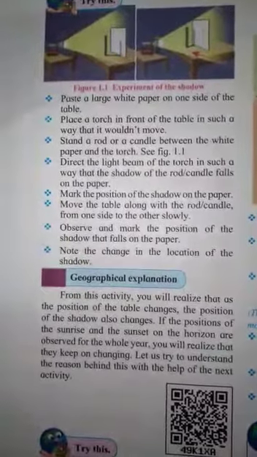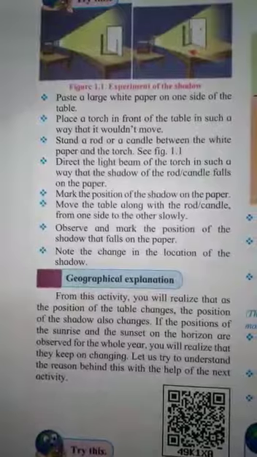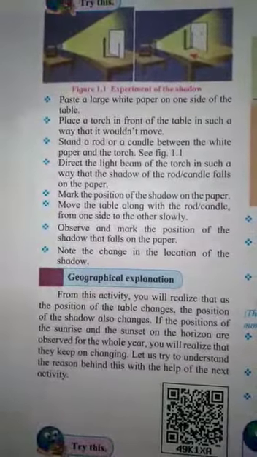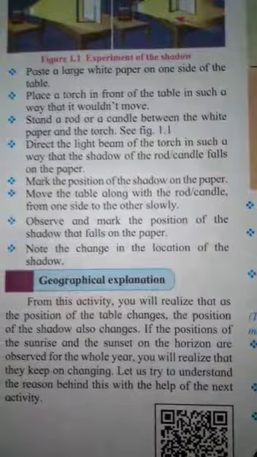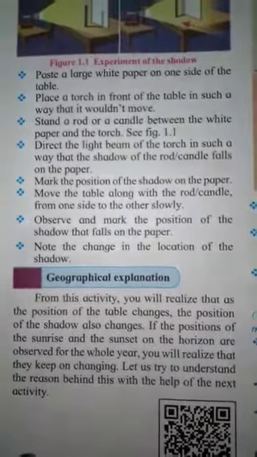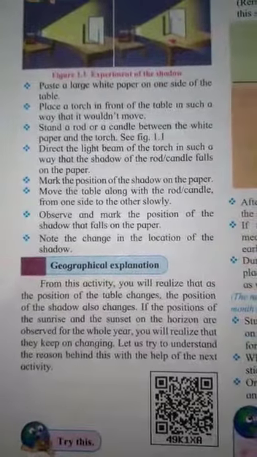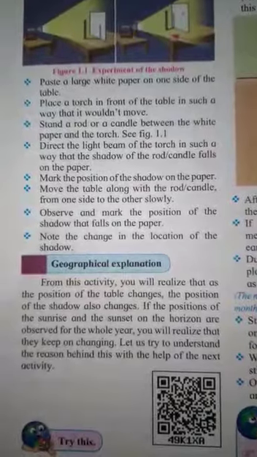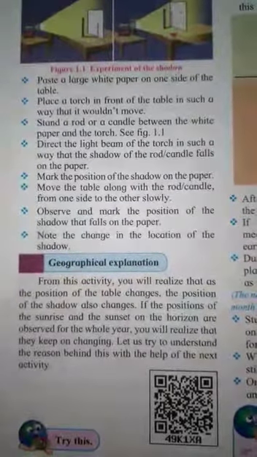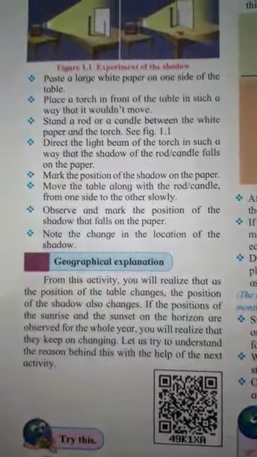Direct the light beam of the torch in such a way that the shadow of the rod or candle falls on the paper. Mark the position of the shadow. Move the table along with the rod from one side to the other slowly. Observe and mark the position of the shadow. Note the change in the location of the shadow.